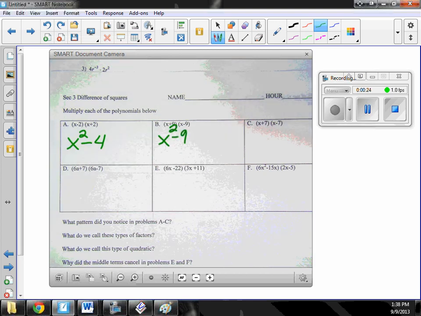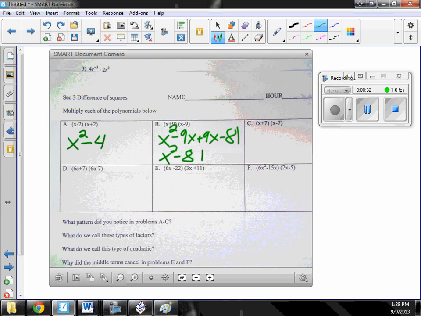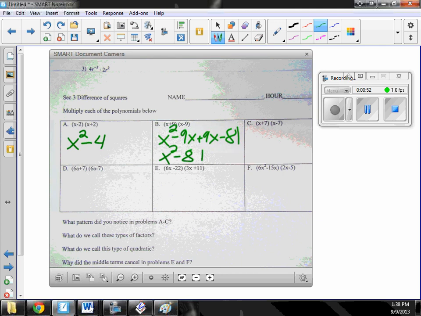So if I multiply B out, the middle terms always cancel. And so what is it about these factors that makes that middle term cancel? So the factors are exactly the same. They have the same numbers and variables, except one's plus and one's minus. Whenever that happens, we call them, so this second question down here, they are called conjugates.